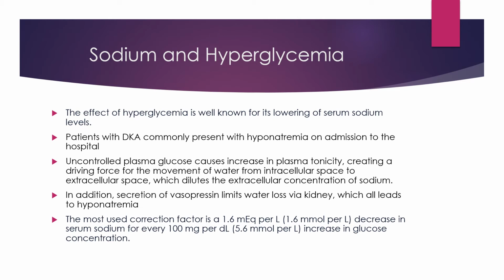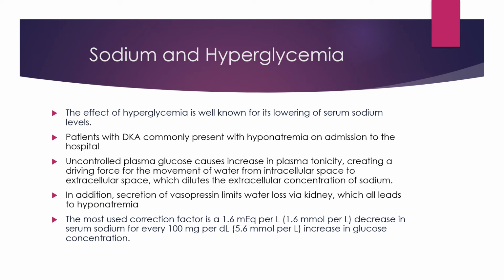To what extent does high blood sugar affect serum sodium? There is general consensus that sodium falls by a factor of 1.6 milliequivalent per liter for every 100 milligram percent rise in the blood glucose value above 100 milligram percent. To better understand it, if patient has blood glucose value of 500 milligram percent, sodium will fall by 1.6 multiplied by 4, which is equivalent to 6.4 milliequivalent per liter.